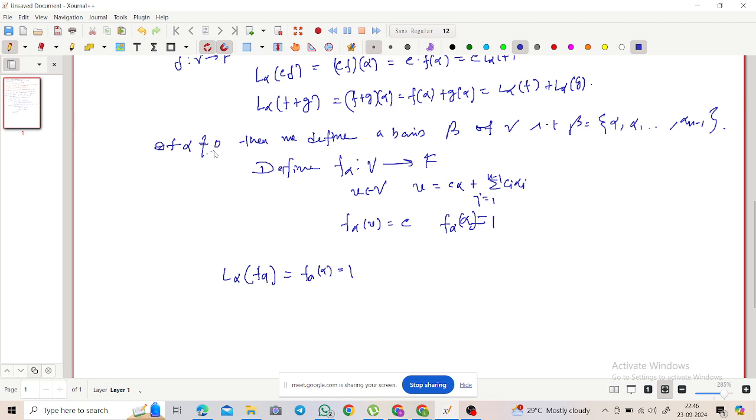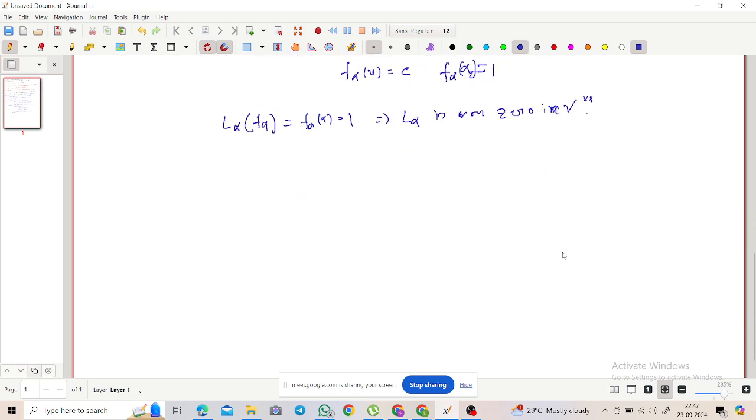So if alpha is not a zero vector, L alpha is not a zero element in V star, is non-zero in V double star. Hope it is clear.